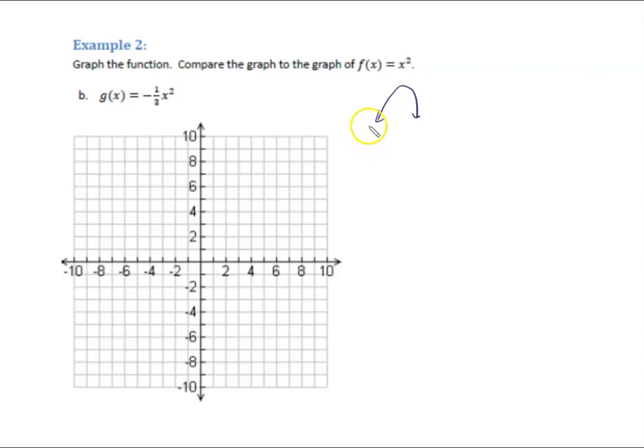Now I also know it's going to be a bit wider because the a value is negative 1/3. The negative makes it open down. That means it makes it reflect over the x-axis, just like what we learned in previous chapters.